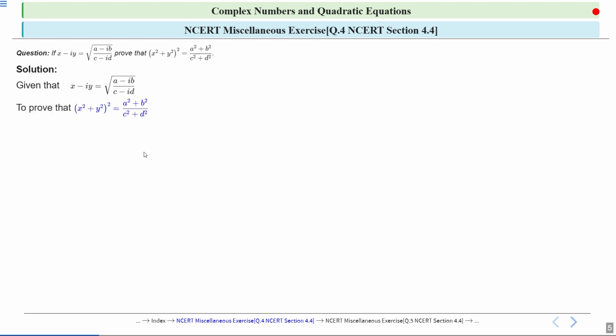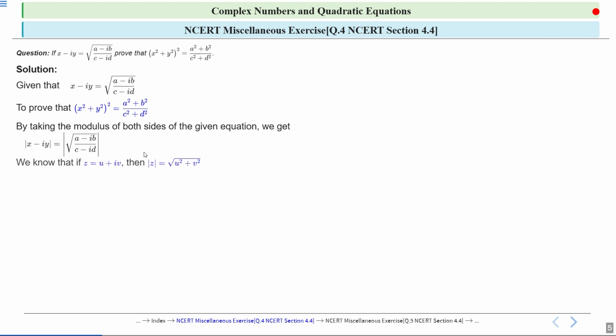So let's clearly state what we need to prove. We have to prove that (x square plus y square) whole square equals (a square plus b square) divided by (c square plus d square). So by taking the modulus of both sides of the given equation, we get the absolute value of x minus iota y equals the absolute value of square root of (a minus iota b) divided by (c minus iota d). Remember, the modulus of a complex number tells us its distance from the origin in the complex plane.